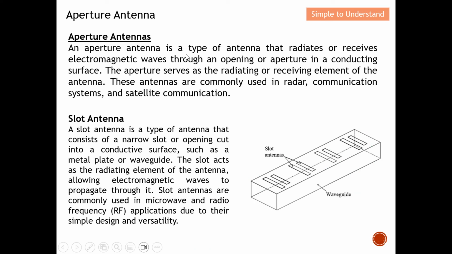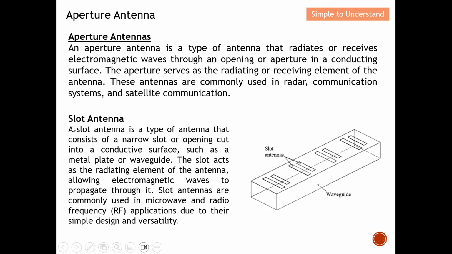An aperture antenna is a type of antenna that radiates or receives electromagnetic waves through an opening. Basically, we have some opening, as you can see from here, or aperture, which is also called a hole in a conducting surface. So you can see that this is a form of waveguide. We have some opening or slot that allows electromagnetic waves to either exit from the waveguide or enter into the waveguide. As illustrated over here, the aperture serves as a radiating or receiving element of the antenna. These antennas are commonly used in radar, communication systems, and satellite communication.